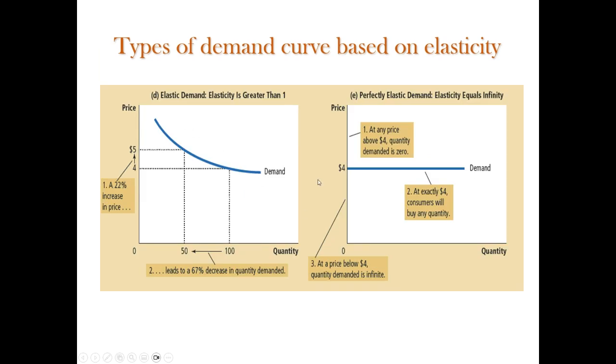On the other hand, this is much flatter. A 22% increase in price leads to a 67% decrease in the quantity demanded. So think about that. That basically is flatter, which means it's elastic, right? And this is perfectly elastic, meaning if the price changes anything, the demand becomes zero. So it's very elastic, perfectly elastic.